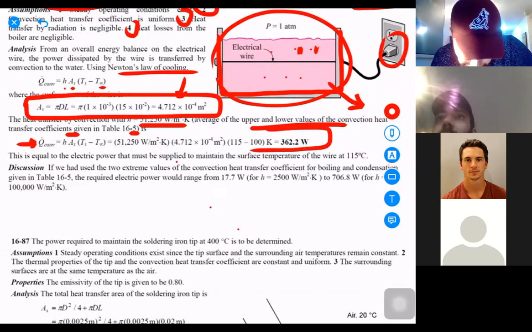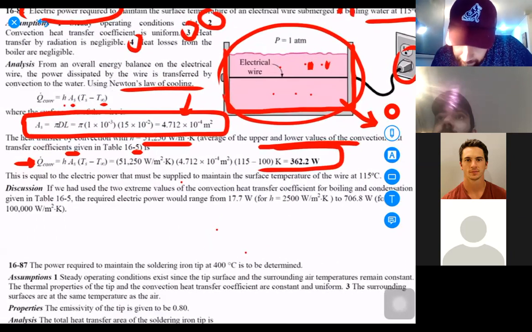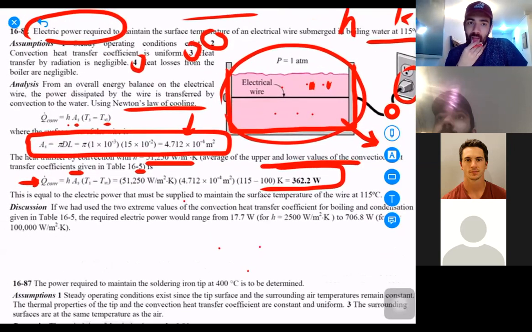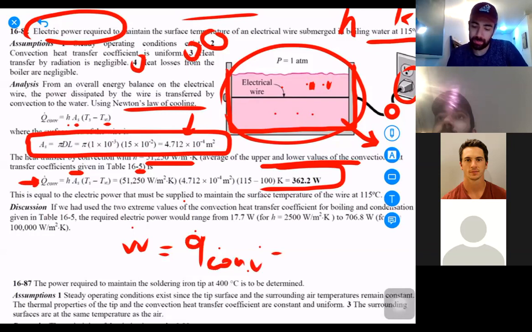And the question was asking me what is the electrical power required. So the electrical power required, as I said, should be equal to the heat rate by convection that is being calculated as the heat which the liquid is losing from the inside, like 115 degrees of boiling temperature, to the outer space of 100 degrees Celsius.